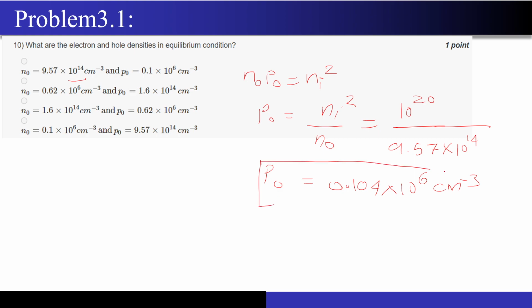Which option matches with what we want? The option number 1 is clearly matching, so the answer to this question is option number A. Option A is the correct answer. So there was nothing difficult in this question.